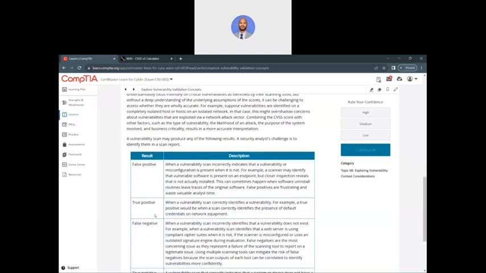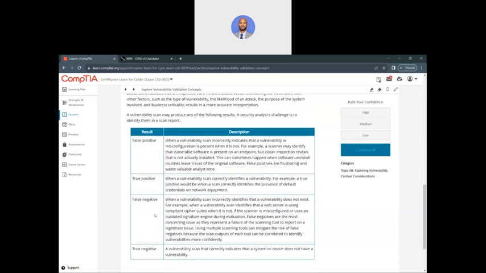So when we talk about the results of vulnerability scans, we have four challenges we can run into: false positives, true positives, false negatives, and true negatives. If we break them down to a more simplistic mindset, a false positive is essentially saying a vulnerability exists when it's not there. You do further investigation, and that's where we go back and find we're not even running that specific service that the scanner says I'm vulnerable to.